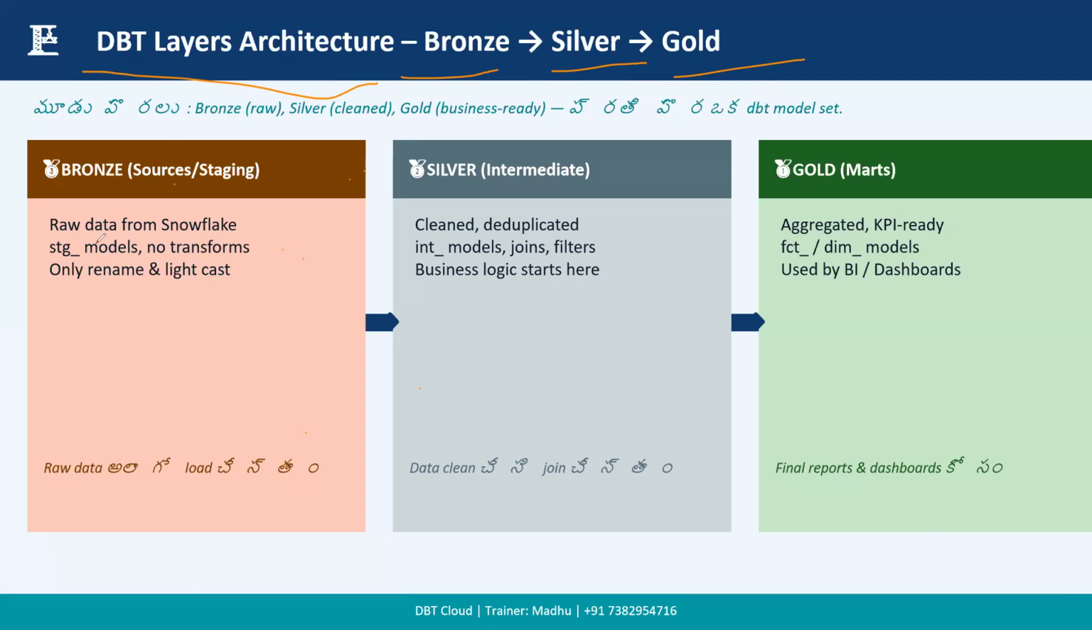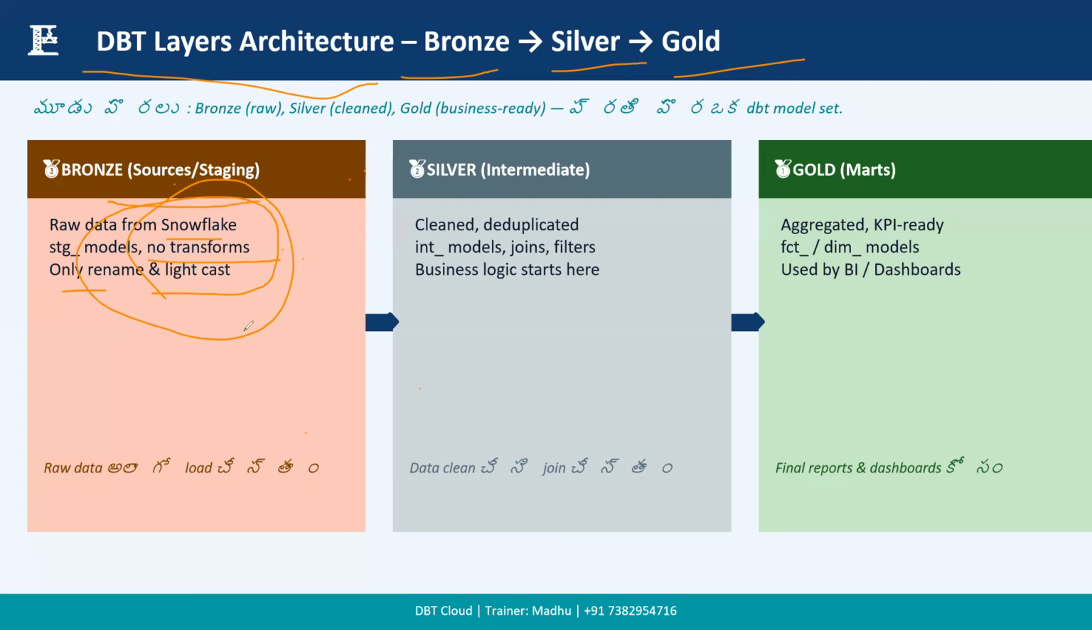First, the bronze layer. Here we have raw data from Snowflake, the source tables. We do not touch them, we just reference them. It's just raw data from Snowflake, then staging models with no transformation, only renaming and light casting, like if there are any data type issues. This is the bronze source, then staging.